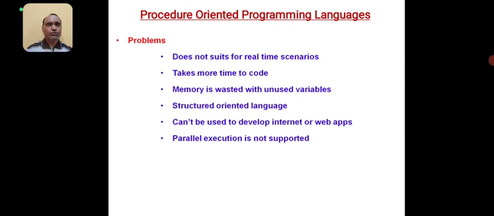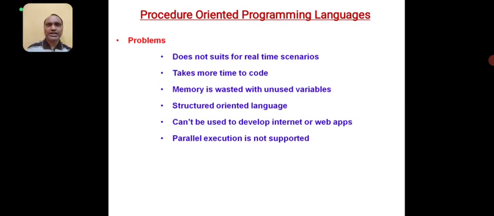And procedure-oriented programming languages, as I just now told, are structured oriented languages. Whereas object-oriented programming languages use a concept called classes and objects. Using these classes and objects, any real world entity can be easily represented in the program. But that is not possible in procedure-oriented programming languages.